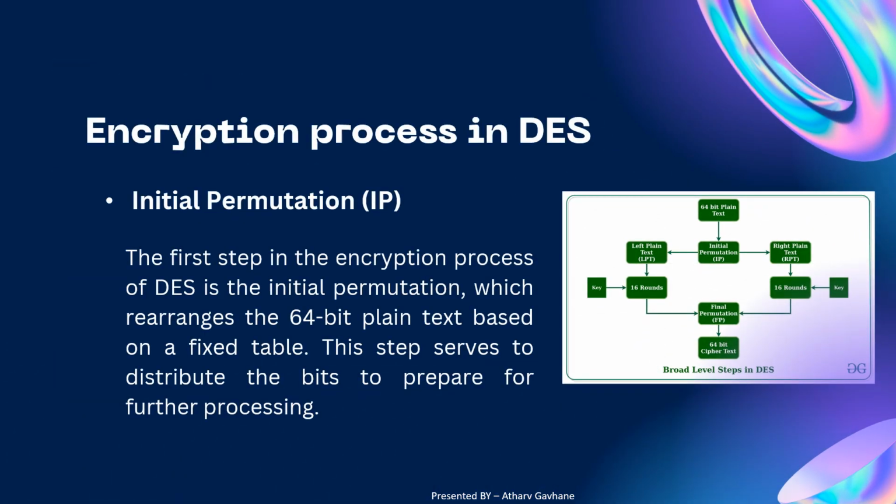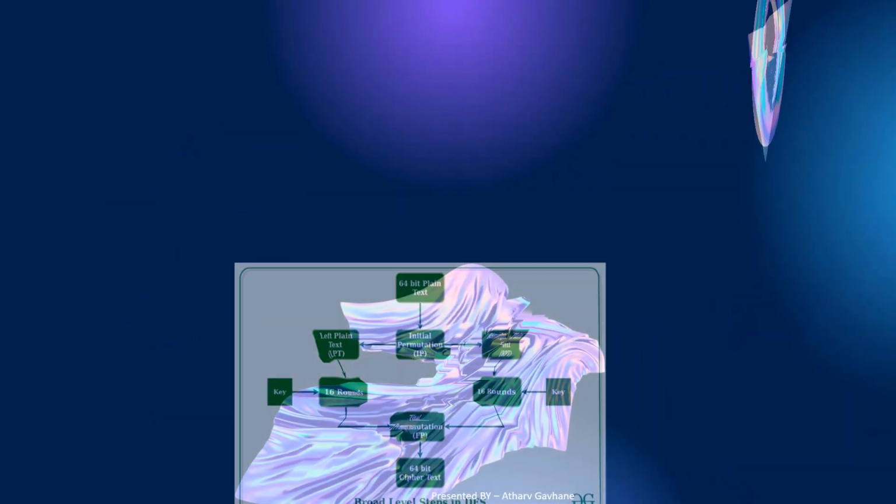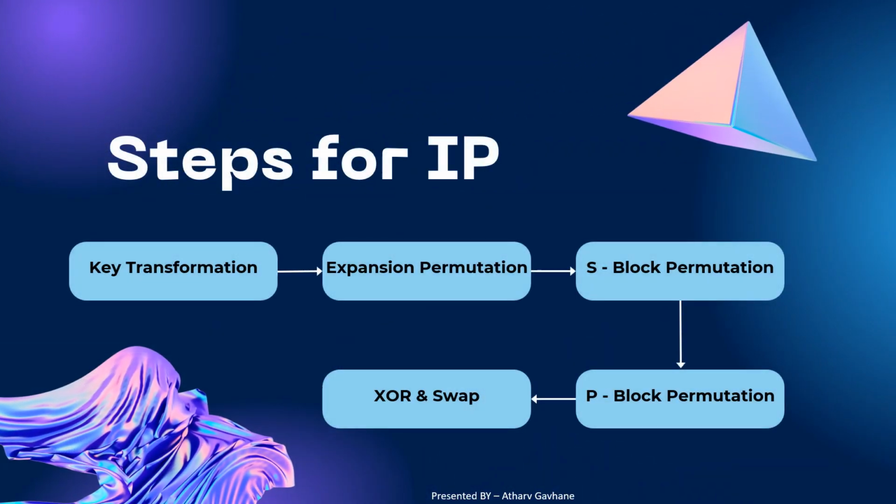Encryption process in DES, initial permutation IP. The first step in the encryption process of DES is the initial permutation, which rearranges the 64-bit plaintext based on a fixed table. This step serves to distribute the bits to prepare for further processing. Steps for IP: key transformation, expansion permutation, S box permutation, P box permutation, XOR, and swap.